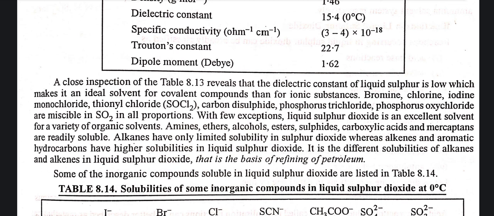With few exceptions, liquid sulfur dioxide is an excellent solvent for a variety of organic compounds. Amines, ethers, alcohols, esters, sulfides, carboxylic acids, and mercaptans are readily soluble. Alkanes have only limited solubility in sulfur dioxide, whereas alkenes and aromatic hydrocarbons have higher solubilities in liquid sulfur dioxide. It is the different solubilities of alkanes and alkenes in liquid sulfur dioxide that is the basis of refining of petroleum.